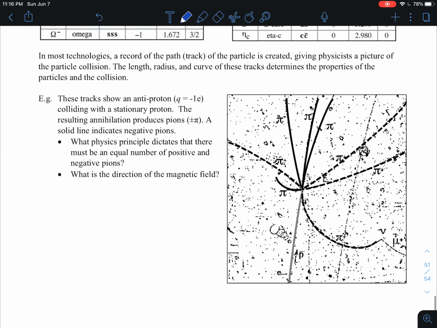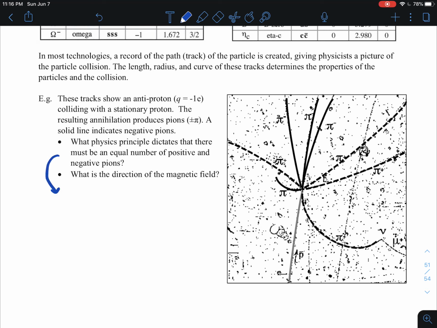All right, so let's take a look at this first question. It says, these tracks show an antiproton, a charge of -1, colliding with a stationary proton. The resulting annihilation produces pions, both positive and negative. Solid line indicates the negative pions. What physics principle dictates that there must be equal numbers of positive and negative pions? By having this, we'll see the solid lines and the dotted lines, and there should be equal amounts of both. What physics principle dictates that there must be equal amounts? That would be the conservation of charge.